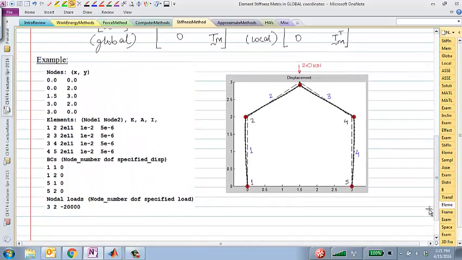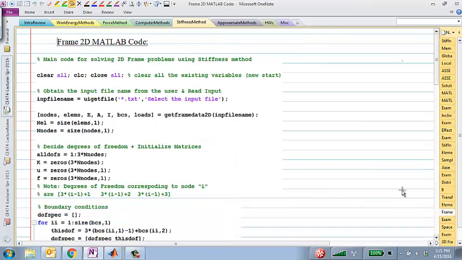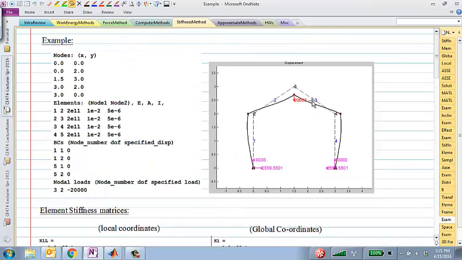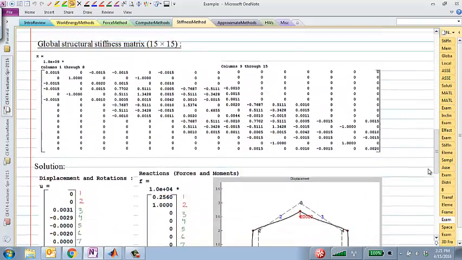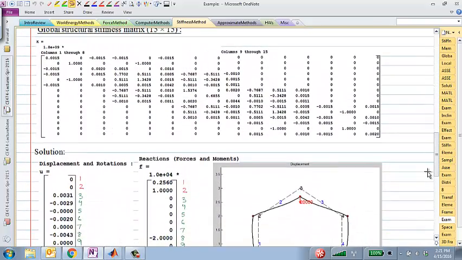And you already know the story after this point. You take the global system, assemble the stiffness matrix, and solve for the degrees of freedom as usual. I'll talk about this in more detail and run you through the code next time. But essentially, the same machinery that we have developed for trusses and beams works for frames as well.